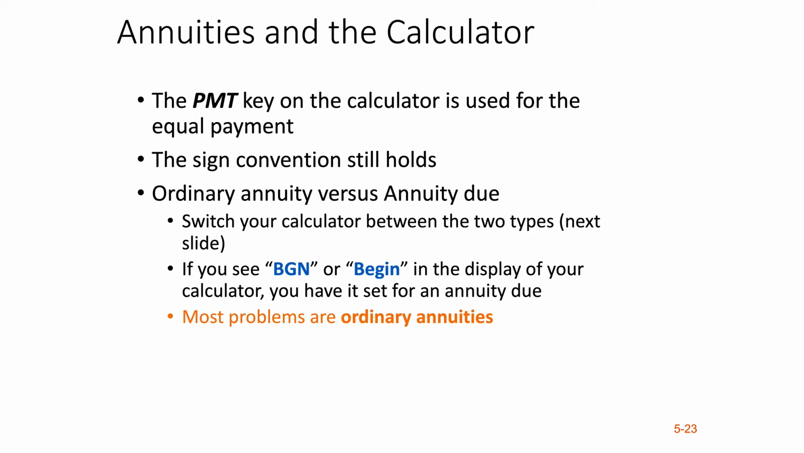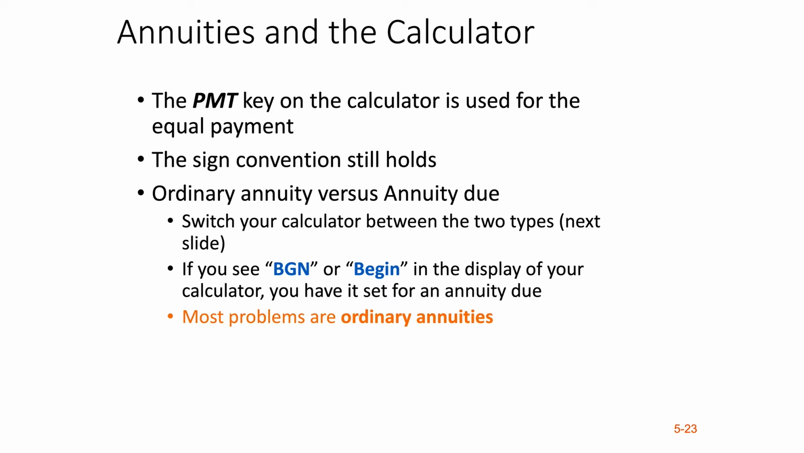Earlier I said that in an ordinary annuity, the payment occurs at the end of the period. On the other hand, an annuity due occurs at the beginning. Most problems are ordinary annuity. For annuity due, I can think of examples like apartment payment and car leasing payment. You pay first, then you use the apartment. Pay the rent first, then you use the car. All the rest are just ordinary annuity.